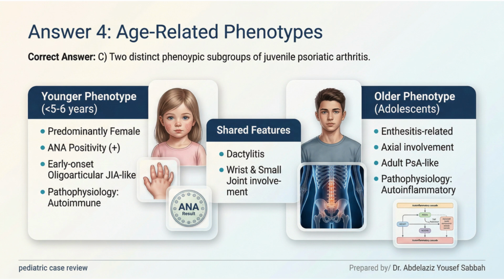The younger phenotype, typically under 5 to 6 years, is predominantly female, anti-nuclear antibody positive, with early onset oligoarticular pattern resembling juvenile idiopathic arthritis, and driven by autoimmune pathophysiology. The older phenotype, seen in adolescence, is enthesitis related with axial involvement, resembling adult psoriatic arthritis, and driven by autoinflammatory pathophysiology. Shared features between both groups include dactylitis and wrist and small joint involvement. Understanding these two phenotypes is essential for appropriate management.